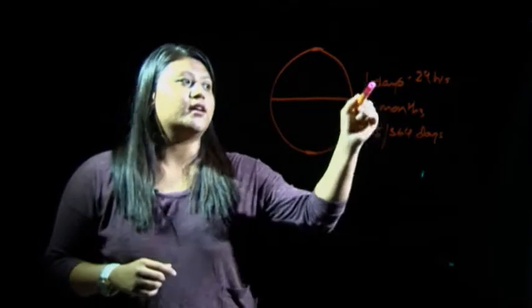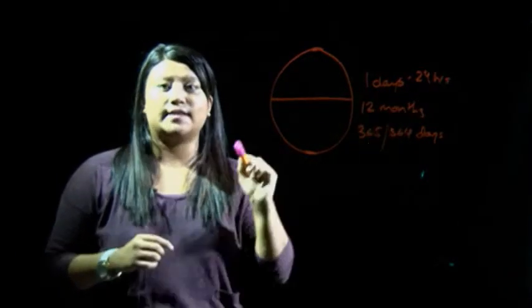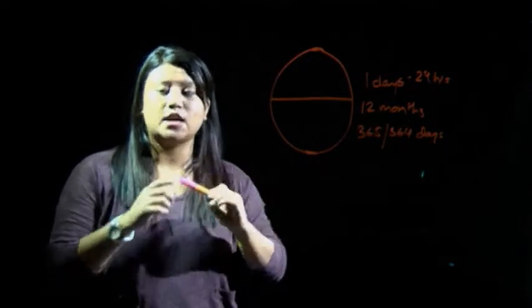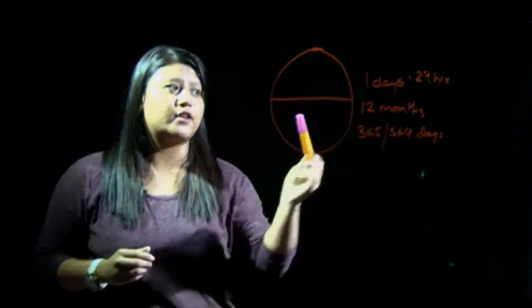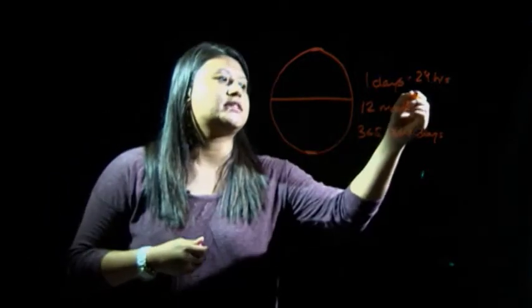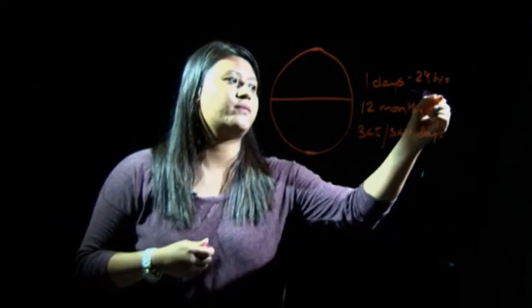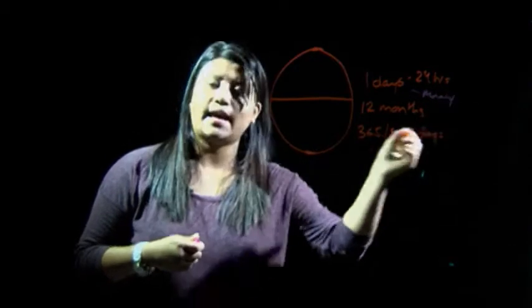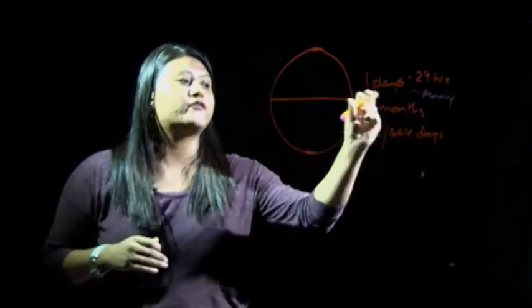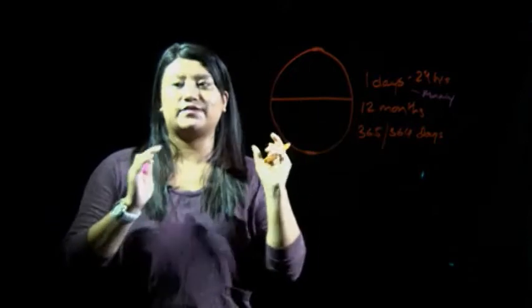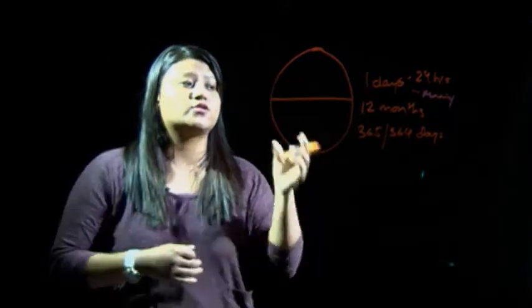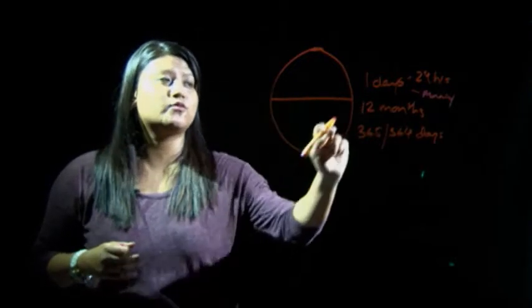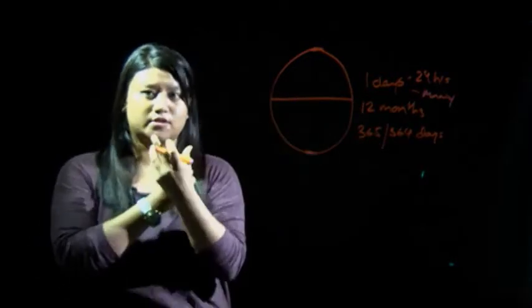Now, a day has 24 hours. That is the amount of time that the Earth takes to make one spin. So one spin around itself gives us morning, or let's say day and night. And the 12 months that it takes, or the 365 days that it takes to go around the Sun, gives us the seasons. So the reason why we get seasons is because it goes around the Sun.